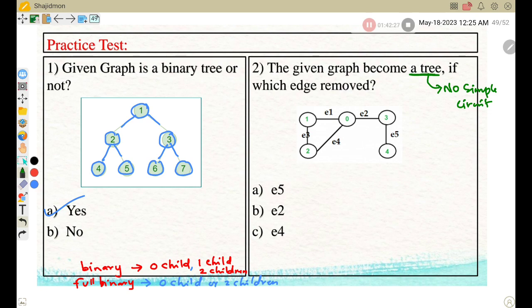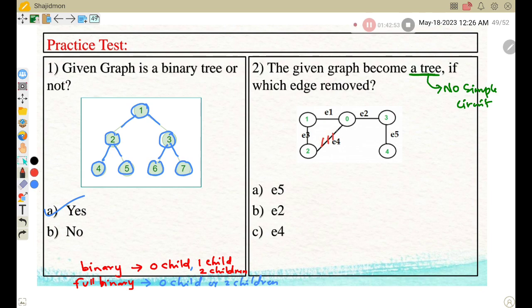So which edge can we remove? E5, can we remove E5? E5 means this one, we cannot remove this one, because it will not be connected. If you remove this, the 4 vertex will be alone, so it will not be connected. E2, can we remove? No. E2 removed means this will be separate, this will be separate, it will not be connected, so that is also not correct.